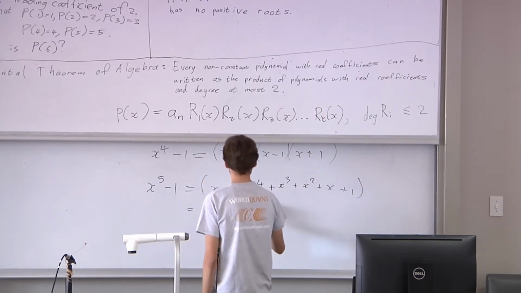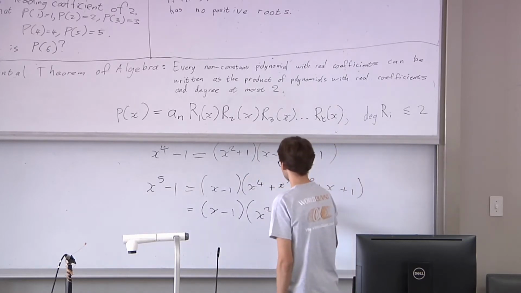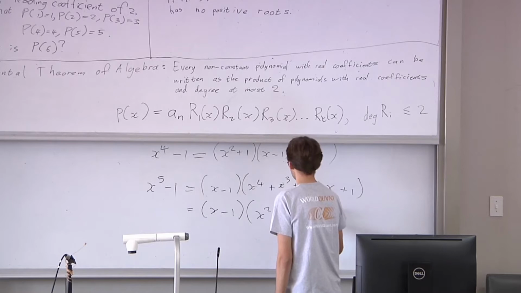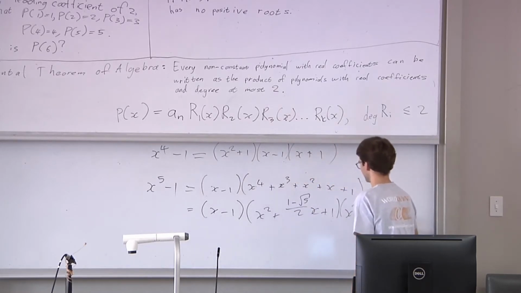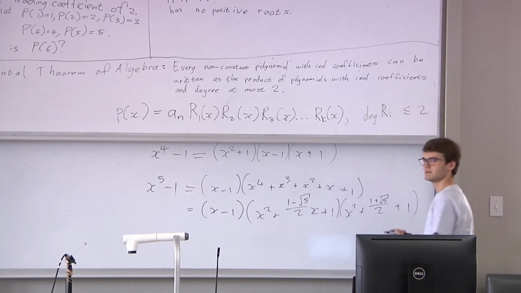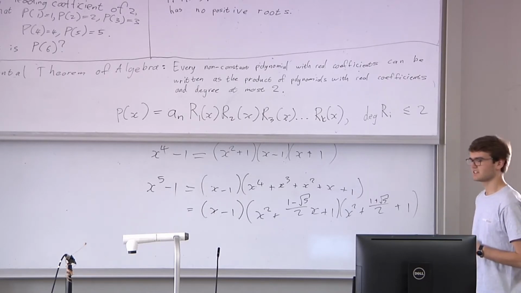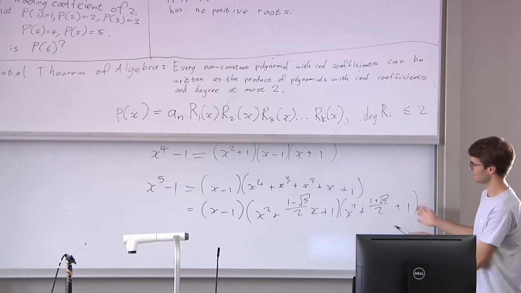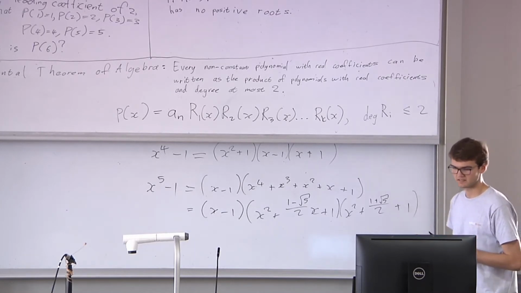x minus 1 times x squared plus 1 minus the square root of 5 over 2 x plus 1 times x squared plus 1 plus the square root of 5 over 2 x plus 1. You can check that if you want to, but yeah, so don't always fall back on being able to factorize it nicely. Okay?